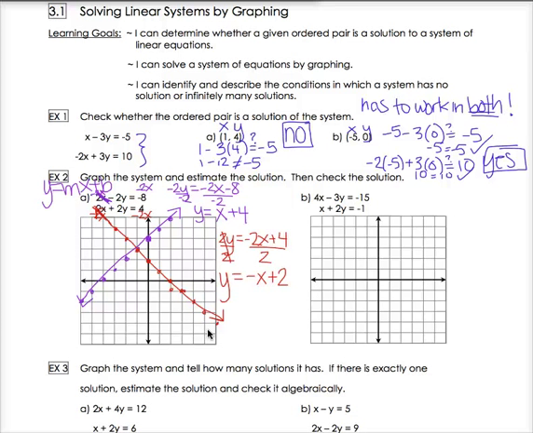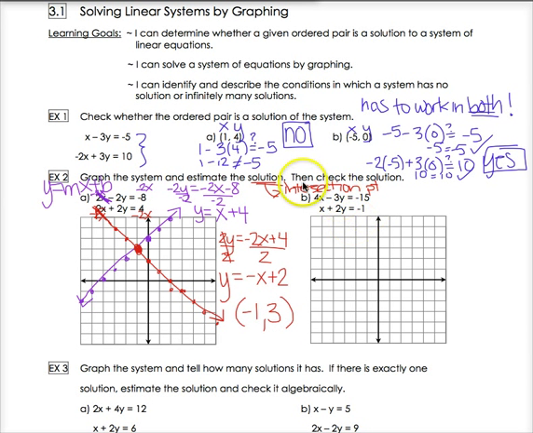Now, when we are solving systems of equations, whether we're doing it by graphing or whether we are doing it algebraically does not matter. The meaning is the same. When you are looking for a solution of a system, you are looking for the intersection point. So the solution is the intersection point. So the place where those two lines intersect is right here. So that means my solution is going to be negative 1, 3, the ordered pair.